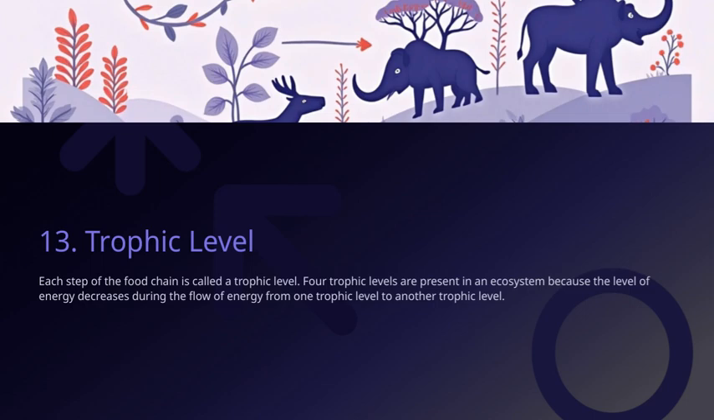In any ecosystem, there are typically 4 trophic levels. These levels represent the different positions that organisms occupy within the food chain. One key point to remember is that as energy flows from one level to the next, it decreases. This means that the amount of energy available at each subsequent level is less than the level before it. This decrease in energy is why we usually see only a few trophic levels in an ecosystem. Understanding these levels helps us see how energy moves through the environment and why certain organisms are more abundant than others. It's a fundamental concept that ties directly into how ecosystems function and maintain balance.